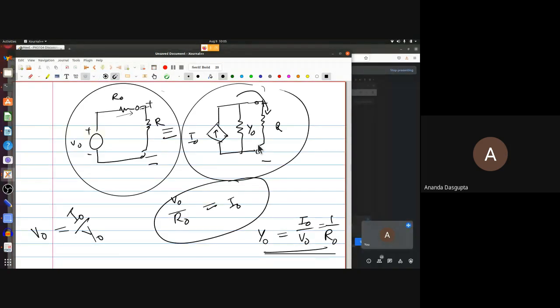Okay, this is something which you should definitely do at home. Check that that actually happens. If you take I0 to be V0 by R0 and Y0 to be 1 by R0, check that the amount of current flowing through the resistance R, which for the voltage source example is trivial, is V0 by R0 plus R, works out to be the same also for the current source case.